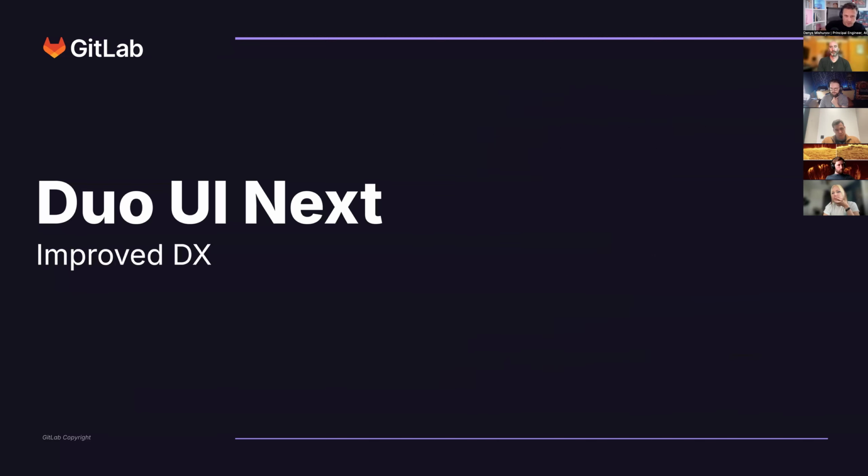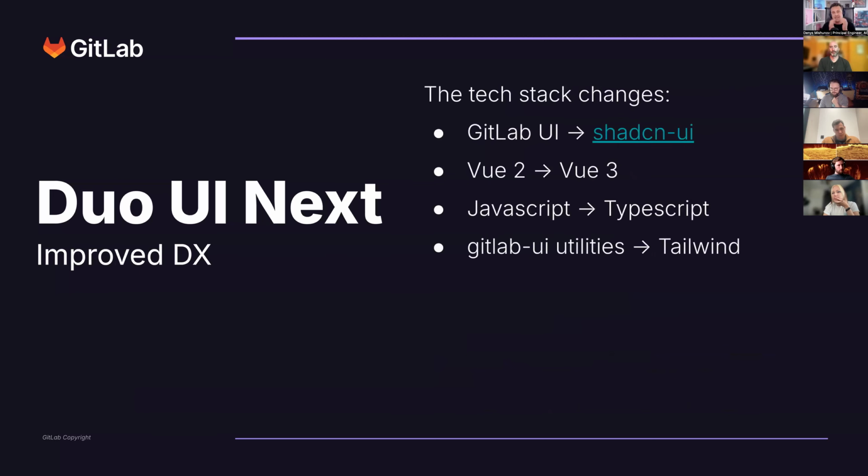The improved developer experience. Here is where the revolution starts. So, as I said, instead of npm distribution, we are going to use the SHA-CN registry. But SHA-CN is technically not only about distribution, it's much more about the components. On the surface, it is the component library. So here is where the major changes come. I suggest we completely switch from GitLab UI to SHA-CN UI.